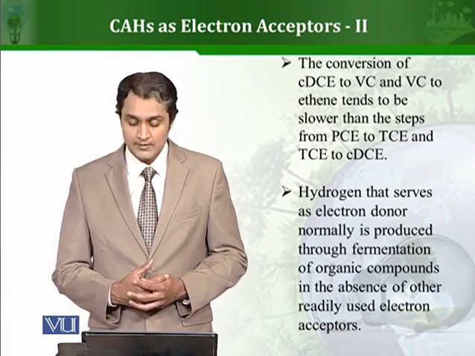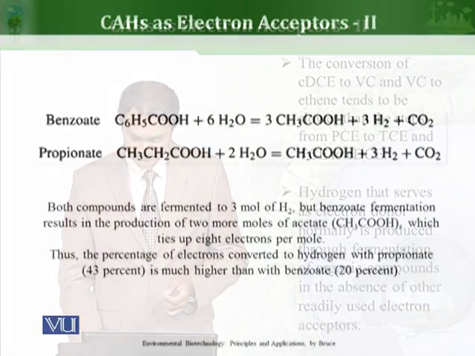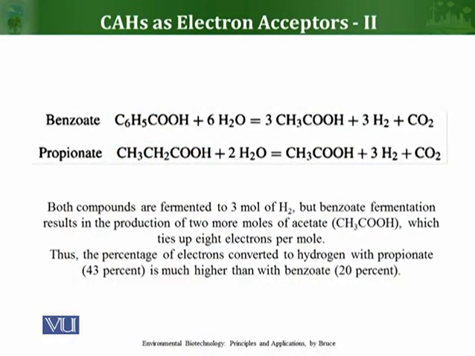Now, the hydrogen that serves as electron donor is normally produced by the fermentation of different organic compounds. If we talk about benzoate and propionate and their fermentation, you can see here that the fermentation of both of these compounds leads to the production of 3 moles of hydrogen each. However, in case of benzoate, it is producing 3 moles of acetate, which is 2 more as compared to propionate. So if you talk about the percentage of electrons converted to hydrogen, it is much higher in case of propionate, about 43%, as compared to benzoate, which is 20%.